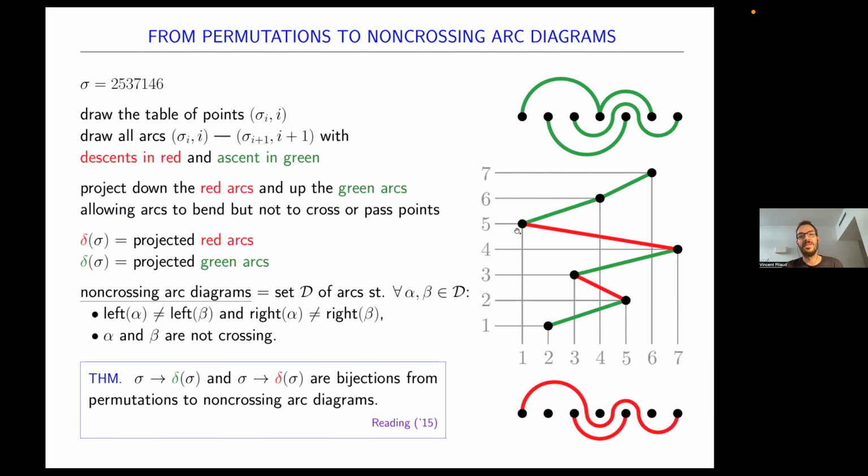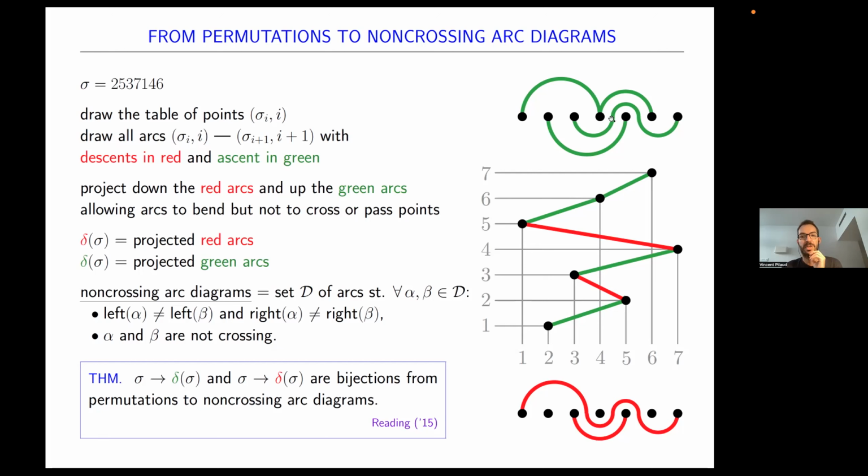Well, just think of it in this picture. It would mean at that point, you will have two red arcs arriving. So you will have two descents arriving at this point. It just doesn't make any sense. So this is called a non-crossing arc diagram. A non-crossing arc diagram is a set of arcs which are non-crossing, and you don't have two with the same left endpoints or two with the same right endpoints.